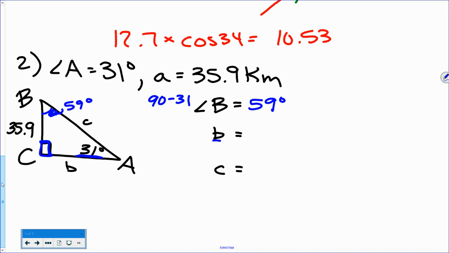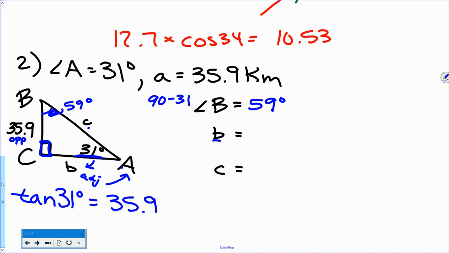All right, so I've got, let's look at side B first. Here's side B. That would be adjacent to angle A. I did not give the hypotenuse this time. I gave a side that would be opposite to angle A. Okay, so I'm using opposite and adjacent. So the trig function I would use would be tangent. So tangent of 31 degrees would equal, my opposite side is 35.9 divided by my adjacent side, which is B.